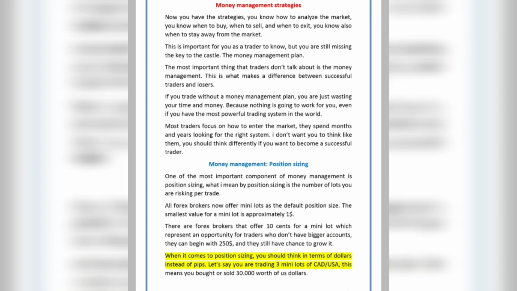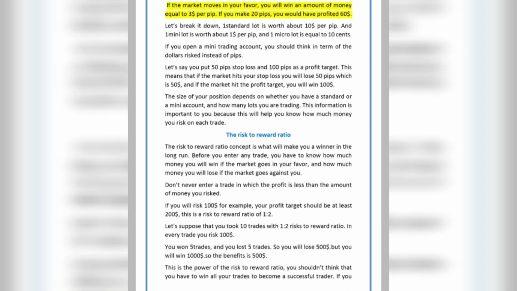When it comes to position sizing, you should think in terms of dollars instead of pips. Let's say you are trading 3 mini lots of CAD/USD. This means you bought or sold 30,000 worth of US dollars. If the market moves in your favor, you will win an amount of money equal to $3 per pip. If you make 20 pips, you would have profited $60. Let's break it down. One standard lot is worth about $10 per pip, one mini lot is worth about $1 per pip, and one micro lot is equal to 10 cents.